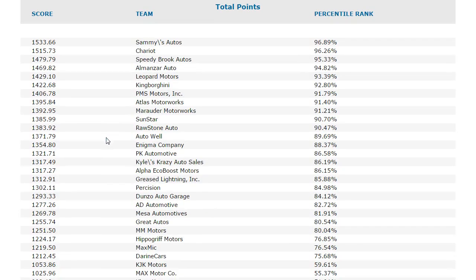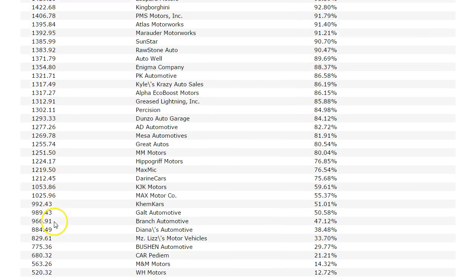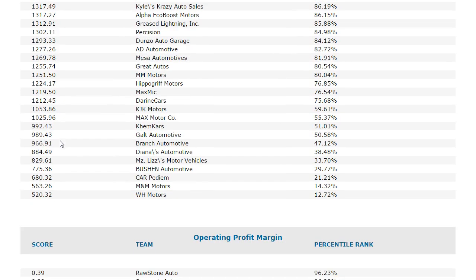Total points. Okay, so we have some teams here with points. Most teams are close to or above 1,000 points. So it's been 2 rounds. Most teams are at or above 1,000 points, and you have 4 more rounds to get the remaining 1,500 points. So a lot of teams are right on track, doing very well.